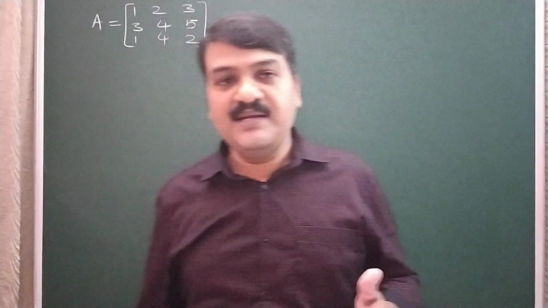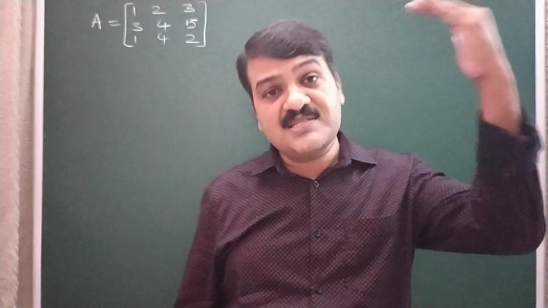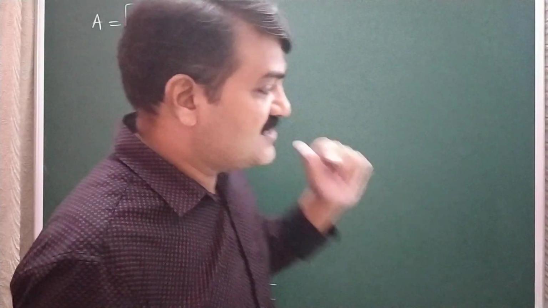So randomly I will take some matrix. Let me take A equal to 1, 2, 3, 3, 4, 5, 1, 4, 2. I am choosing a matrix like this. First I will find the determinant using the first row. After getting the determinant, I will find the determinant again by using some other row or column, and we will check whether we are getting the same or not.